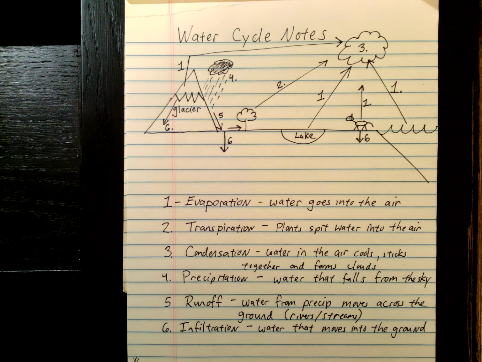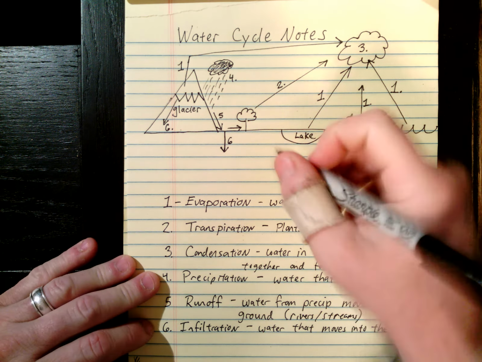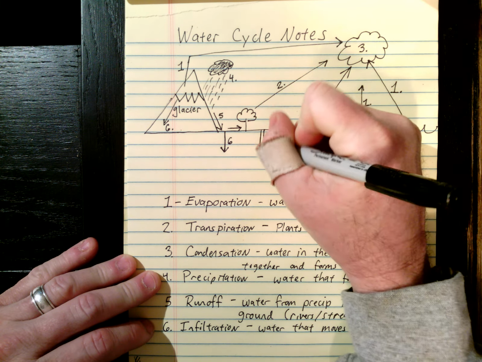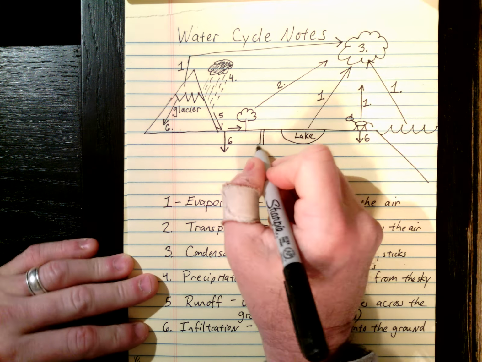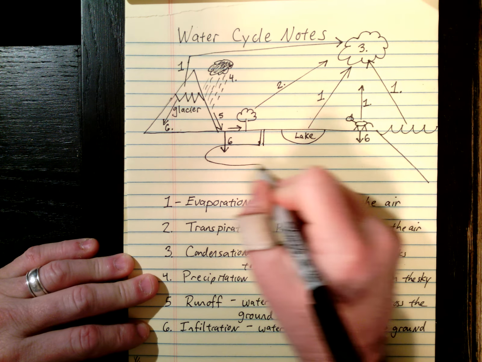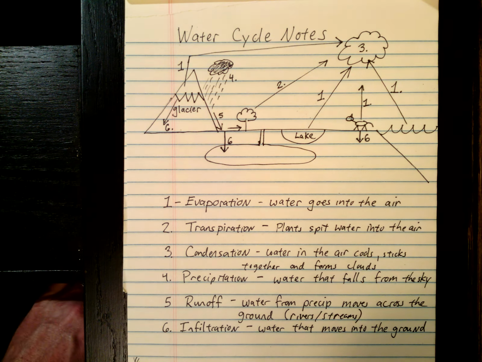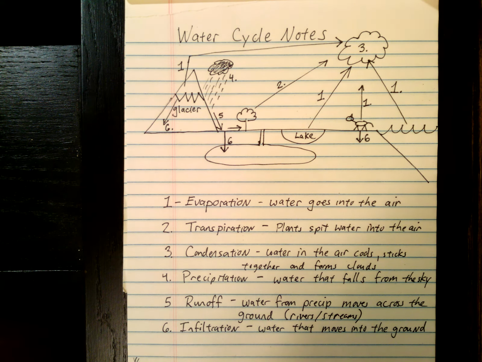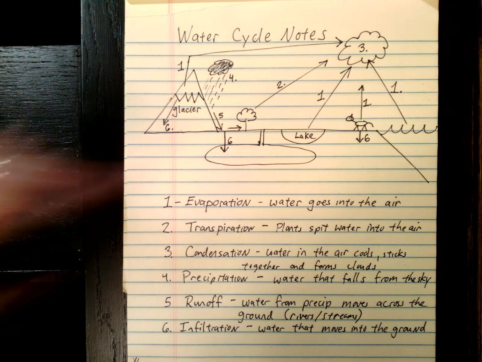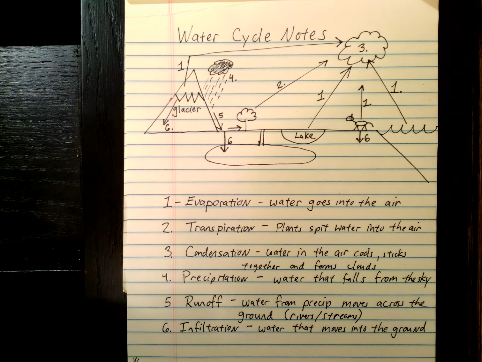Now, there's one other concept here, and I have to draw something new. I'm going to draw something like this. Now, what happens when water infiltrates into the ground is it gets down there under the soil and becomes what we call groundwater.